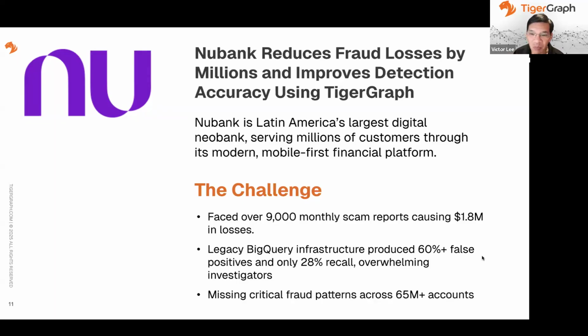So, using their legacy system, they had 60% false positives. That means for every prediction of fraud they made, 60% of them were actually legitimate people. And they were only catching 28% of the actual fraud. So they were missing quite a bit. And this was over 65 million accounts. So another huge problem.